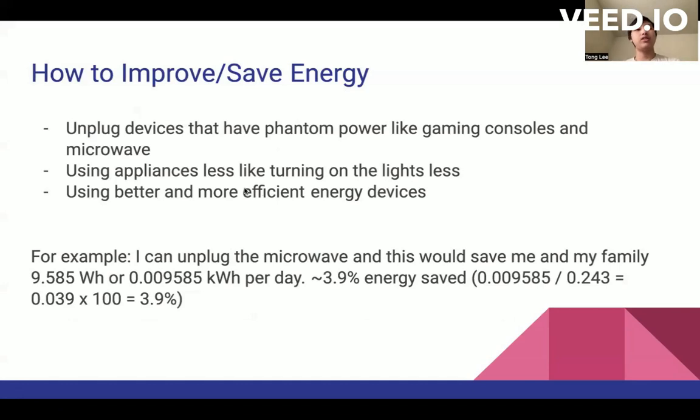So there are ways to improve and save energy. Here are some things you could do. One is unplugging devices that have phantom power, like gaming consoles or microwaves, so you don't waste energy when you're not using them. Another is using appliances less, like turning on the lights less or playing games less. Another is using more efficient devices that convert energy better. For example, if I unplug the microwave when I'm not using it, I could save about 4% energy per day.